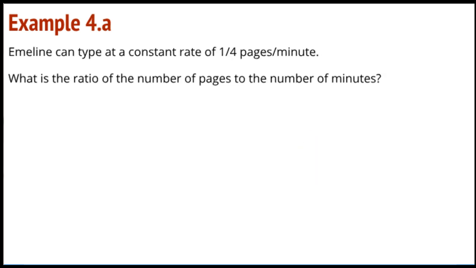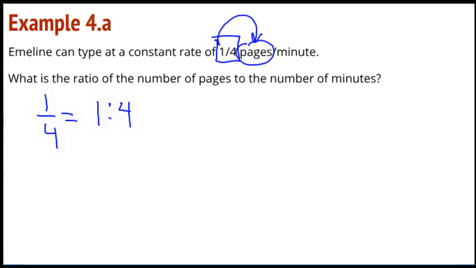All right, Emmeline can type at a constant rate of 1/4 pages per minute. What is the ratio of the number of pages to the number of minutes? Well, the unit rate here is 1/4. So my ratio is 1 to 4, and the 1 connects to the pages, and the 4 connects to the minutes. So 1 page in 4 minutes.